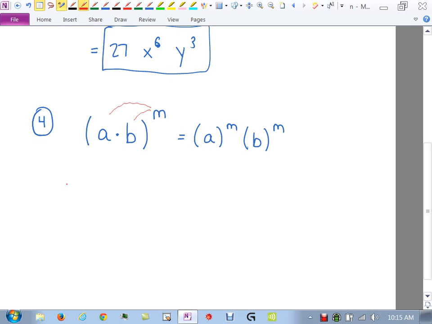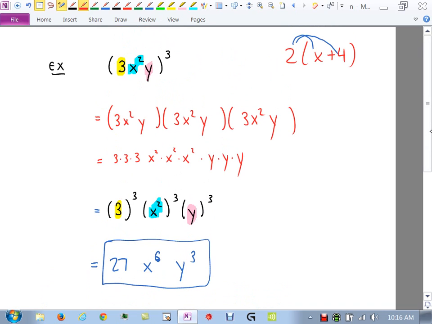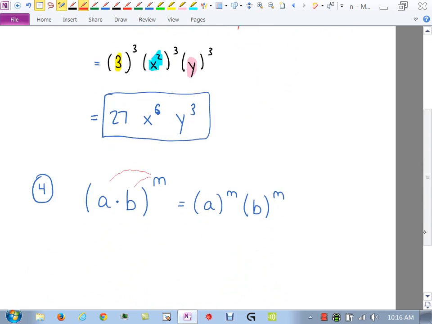What is the operation between the two things inside here? What's that operation in between them? Multiplication, right? Go back up to this example. It was 3 times x squared times y. So when there's multiplication in there, that's what we do. We apply the exponent to everything inside. So let's see if you can handle one now.